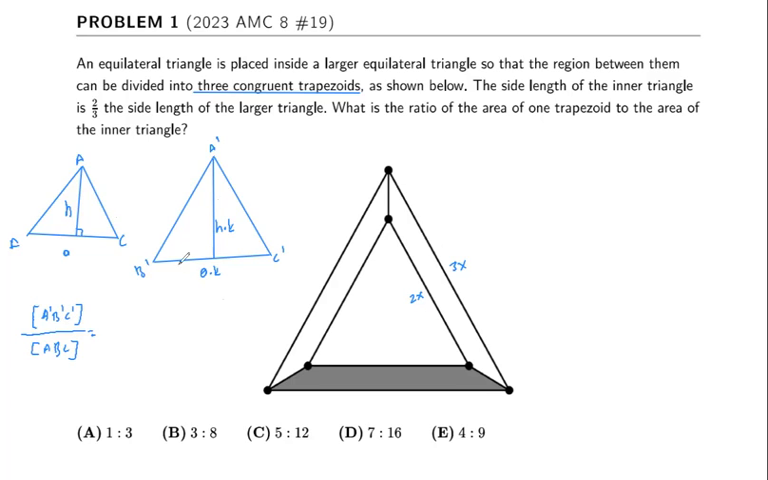The area of this triangle is base times height divided by 2. So the base is A k and the height is H k, divided by 2. If you do the same with the other one, the base is A and the height is H, divided by 2. The 2's cancel, the A's cancel, the H's cancel. So you get k times k, which is k squared, divided by 1. That means k squared.